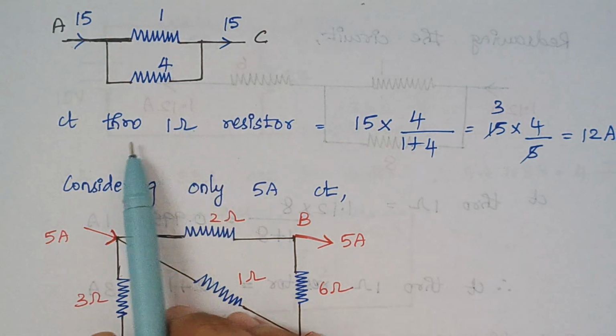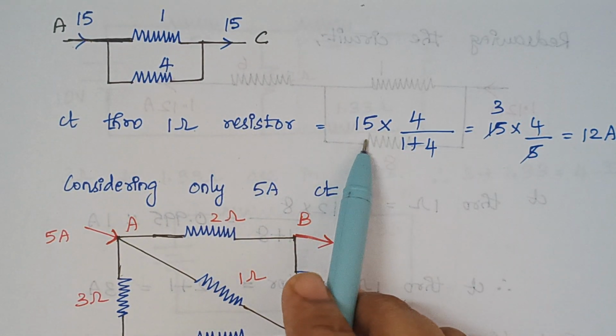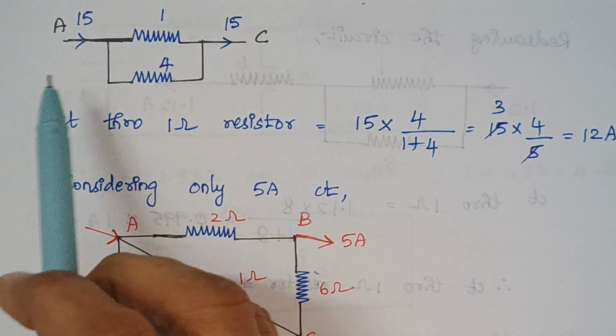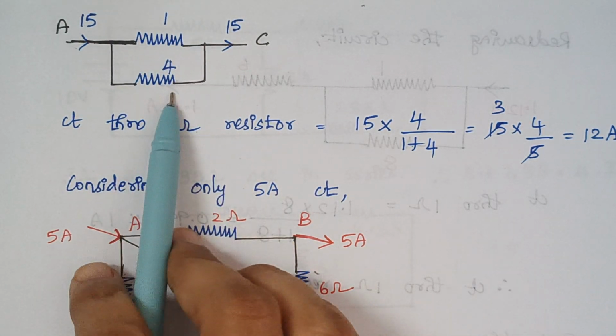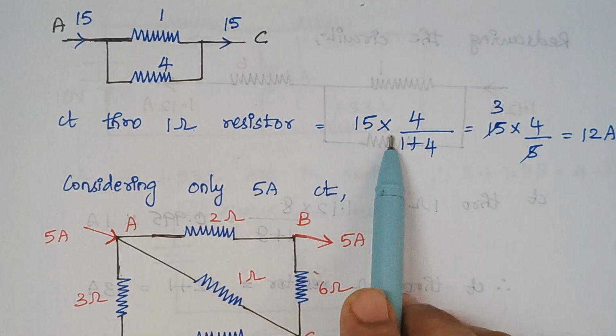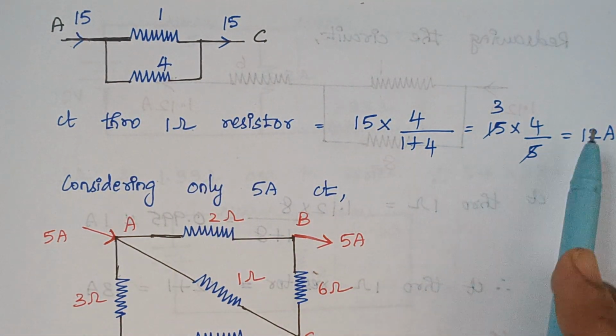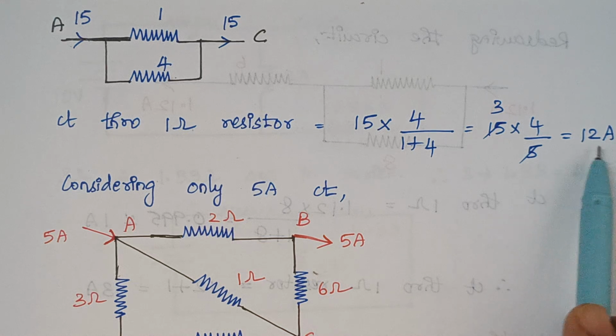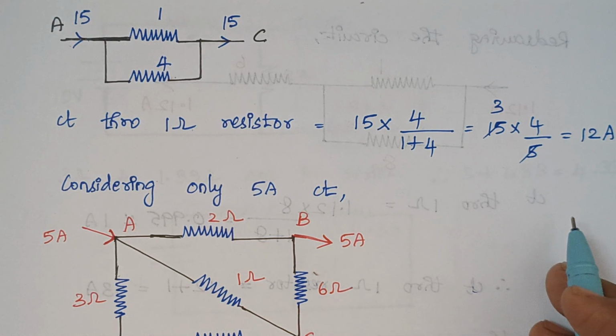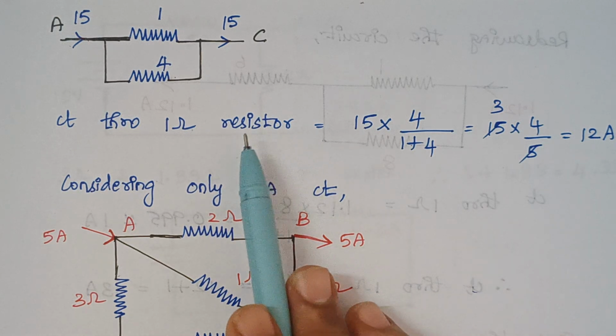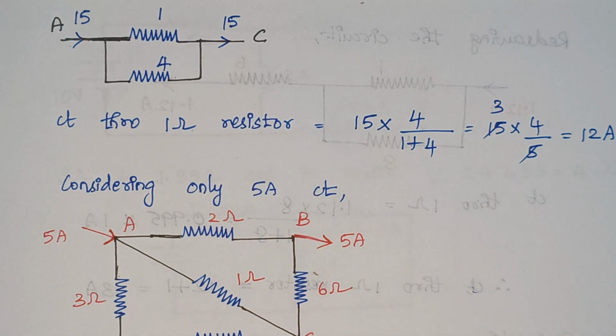The current division formula is nothing but total current into opposite resistance. The resistance which is opposite to this 1 ohm is 4 ohm. So 15 into 4 divided by the total resistance, 1 plus 4. That gives the answer as 12 amps here. Now when we consider only the 15 amp source, the current flowing through this 1 ohm resistor is 12 amps.